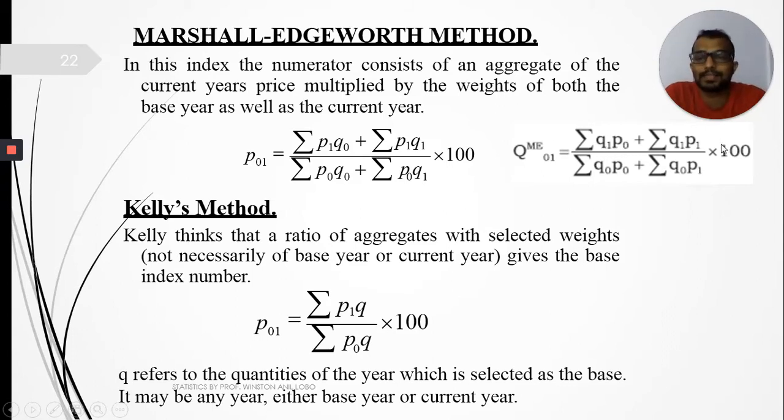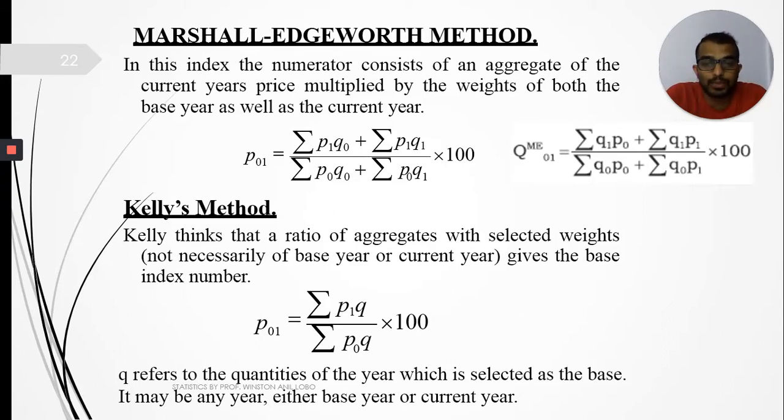Okay, next, students, is Kelly's index. Now, Kelly's index number is completely different. Why, sir? Why is it different? Because here, there is nothing called base year and current year in the weight. Just normal quantity is taken. See the formula first, then we will look at the examples later.